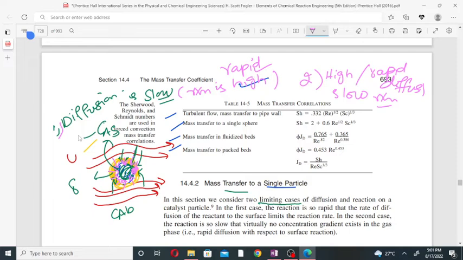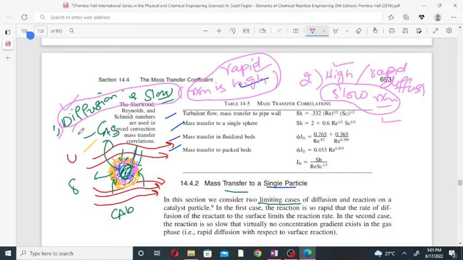So there are two conditions. In the first condition diffusion is very slow in the hydrodynamic boundary layer, and reaction at the surface of the catalyst is very rapid. In the second case diffusion is very rapid through the hydrodynamic boundary layer, and reaction at the surface of the catalyst is very slow. We will discuss the first case, in which diffusion of component A through this hydrodynamic boundary layer is very slow and reaction at the surface of the catalyst particle is very rapid, with the help of an example.